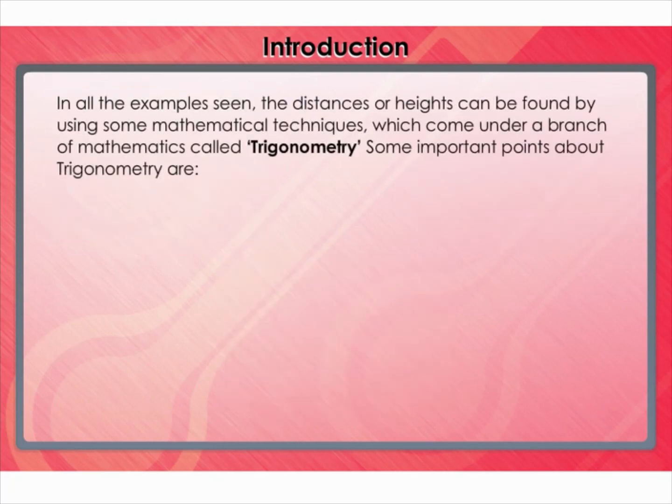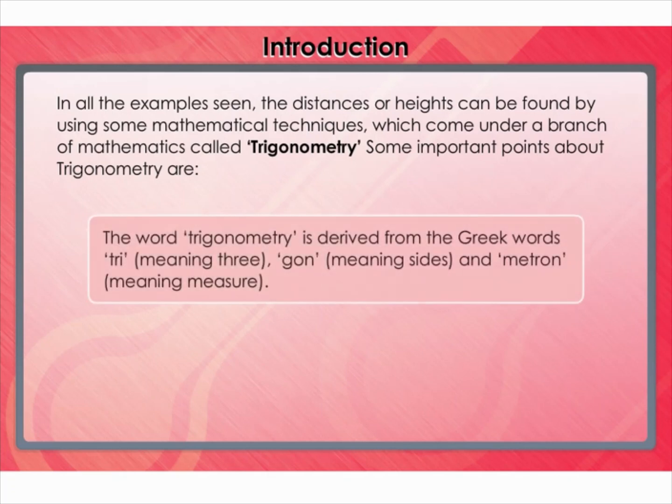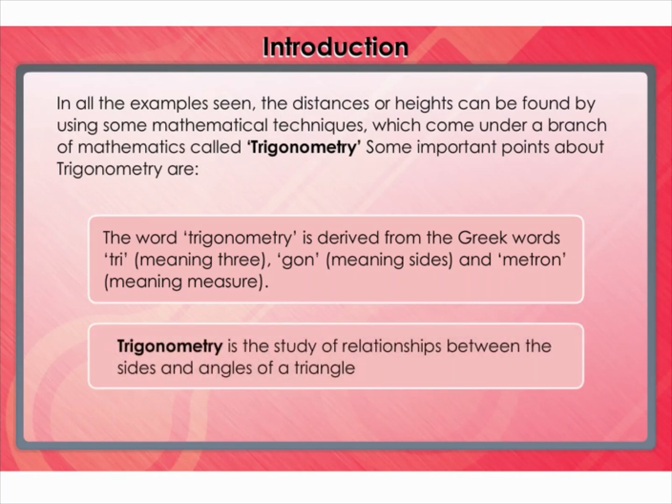In all the examples seen previously, the distances or heights can be found by using some mathematical techniques which come under a branch of mathematics called trigonometry. Some important points about trigonometry are: the word trigonometry is derived from the Greek words tri, meaning three, gon, meaning sides, and metron, meaning measure. In fact, trigonometry is the study of relationships between the sides and angles of a triangle.